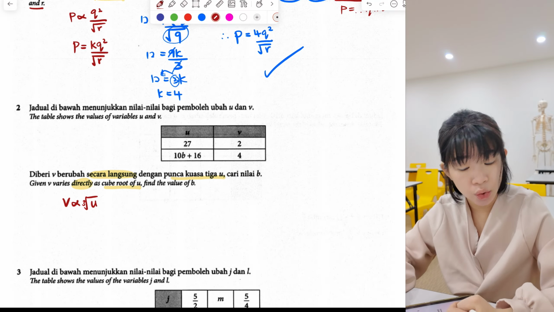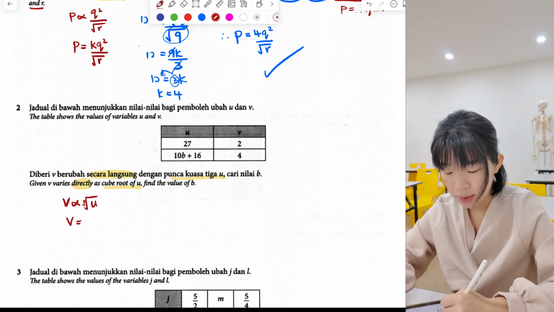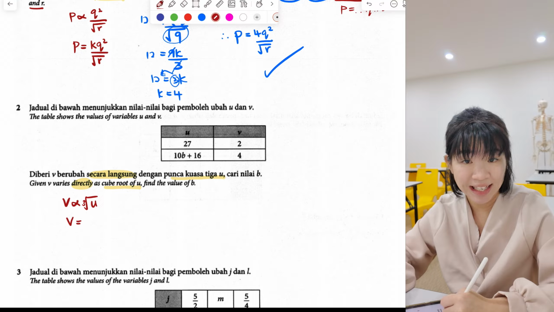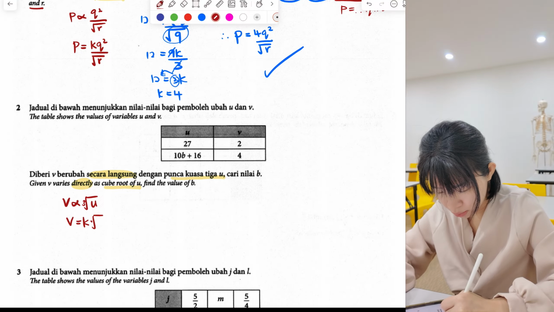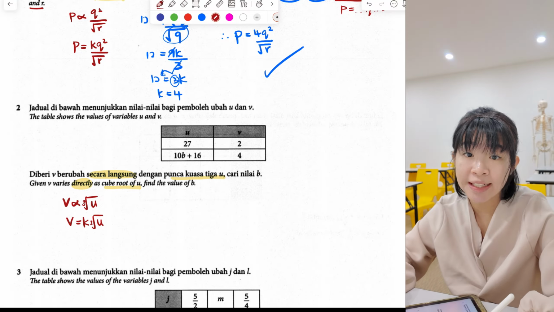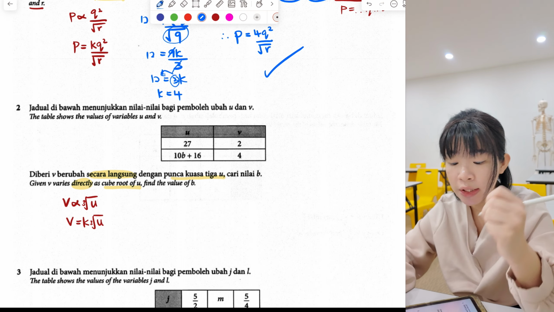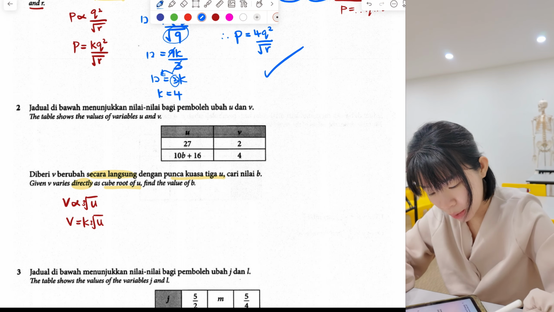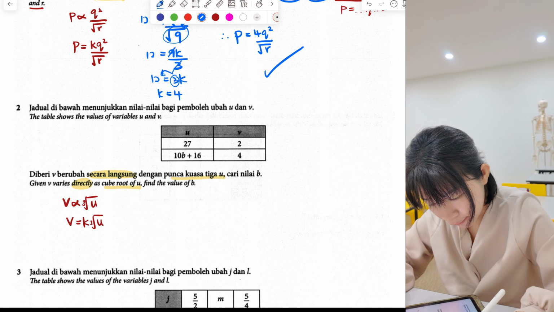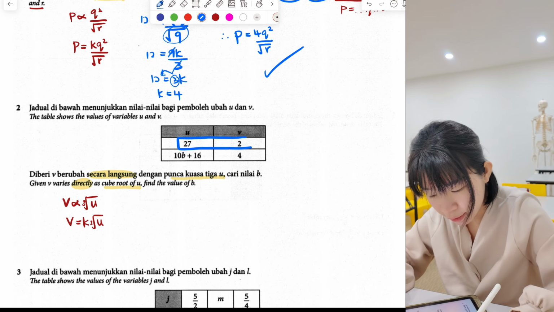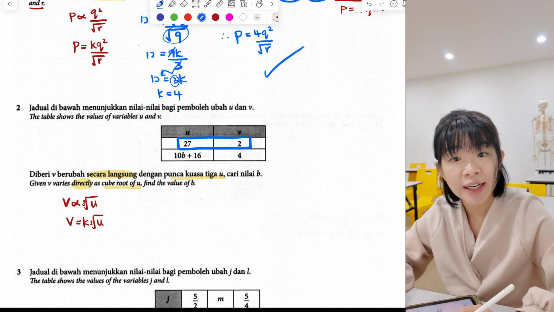Now change it to an equation, V equals. Once you change to equal, you need to add K. K cube root U. Now we need to find K. Always choose the complete information to sub in, where we have V and U together, which is the first set of information. Use this to find K.